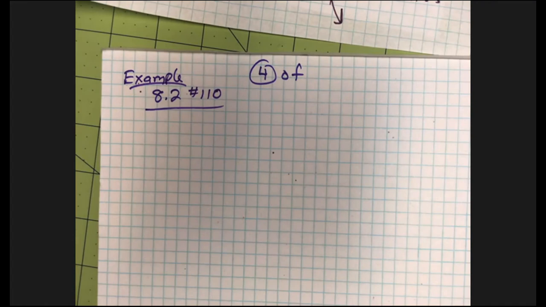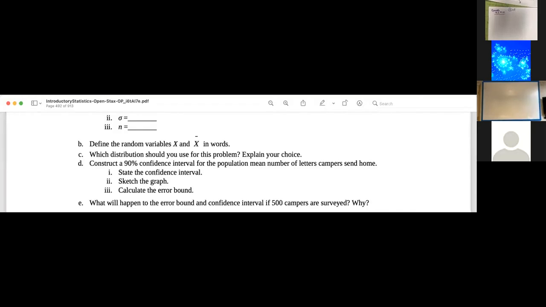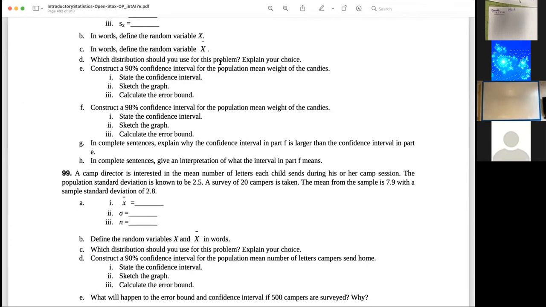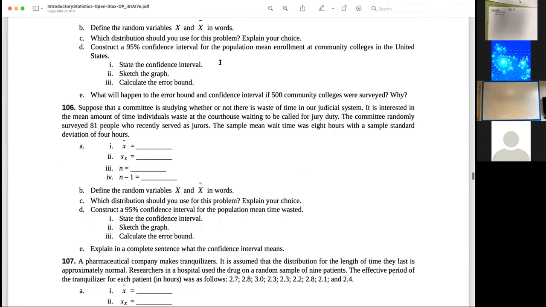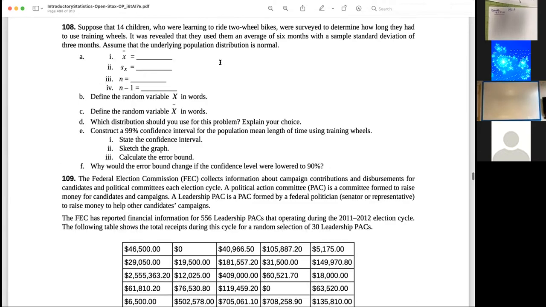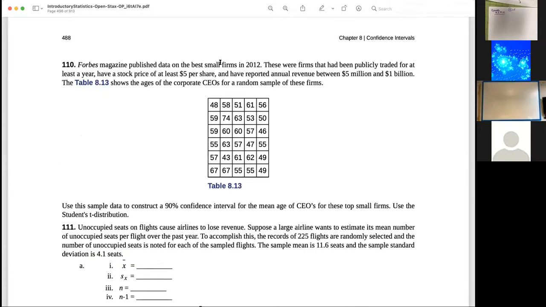Find the book. Here's the book. Make sure you're seeing what I'm seeing, which is gotta be expanded. Here's 110 right there. Okay, Forbes magazine published data on best small firms in 2012.